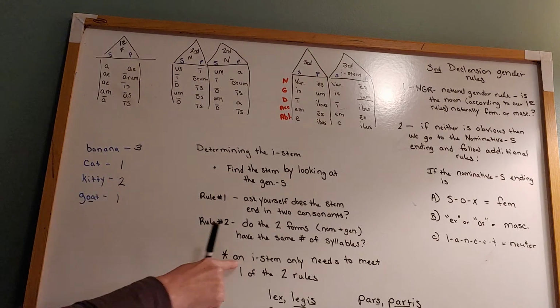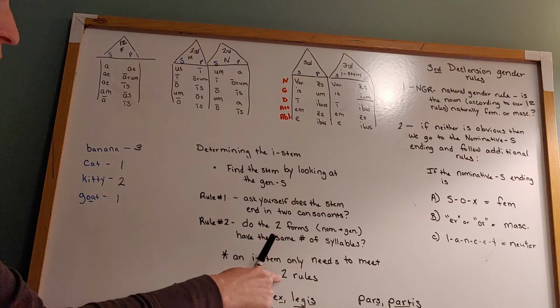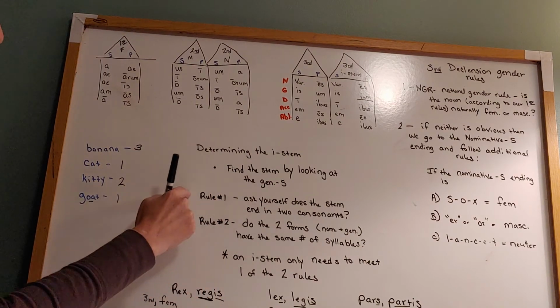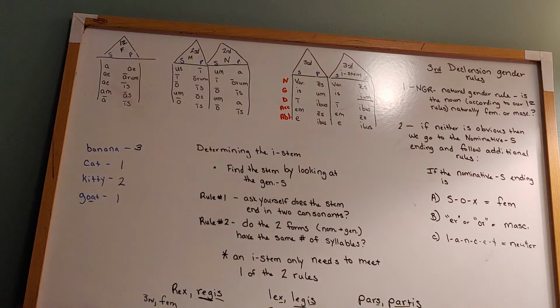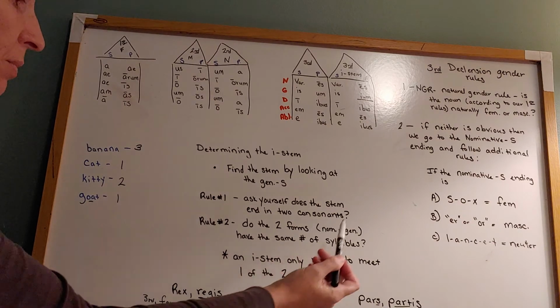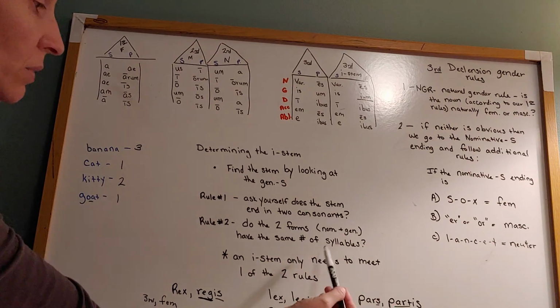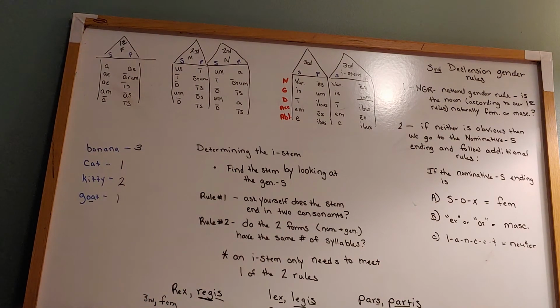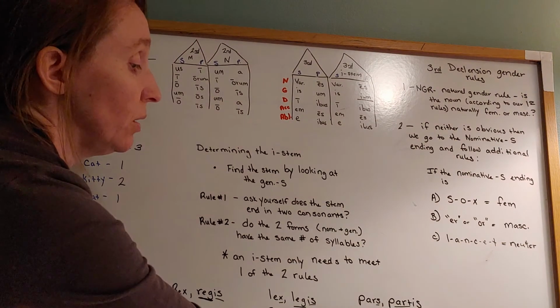Now, an I stem only needs to meet one of the two rules. Technically, I don't have to go to rule number 2. I've just discovered that this is an I stem noun. But for fun, let's do it anyway. Do the two forms have the same number of syllables? Pars, partis. The answer is no here. But because one of the two questions that I asked myself ends up being yes, then we have an I stem right here.